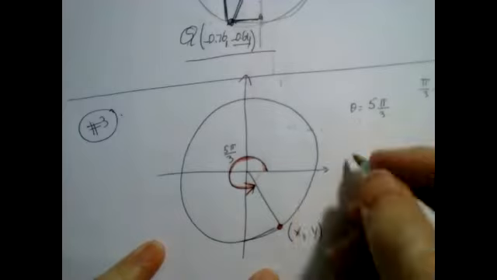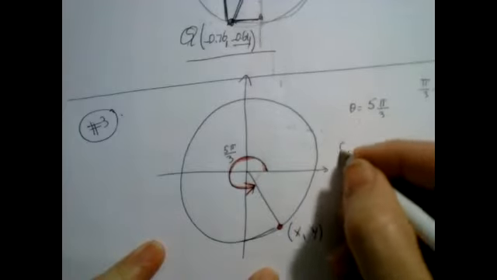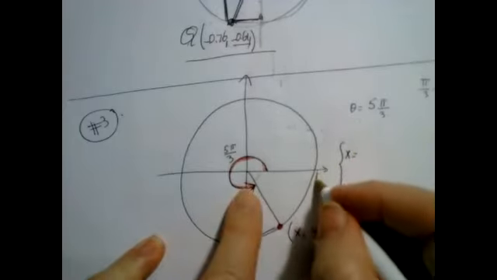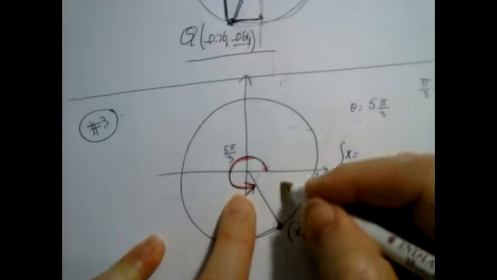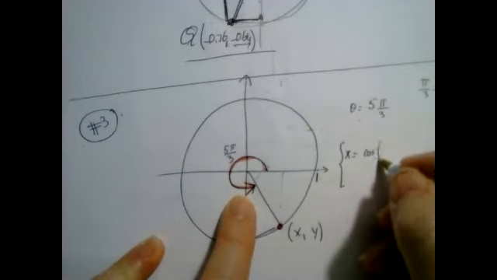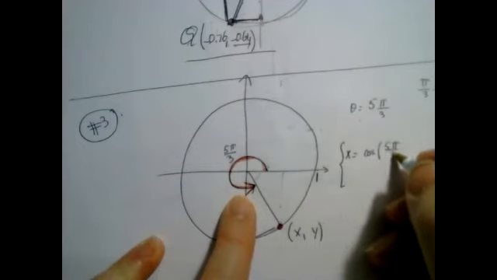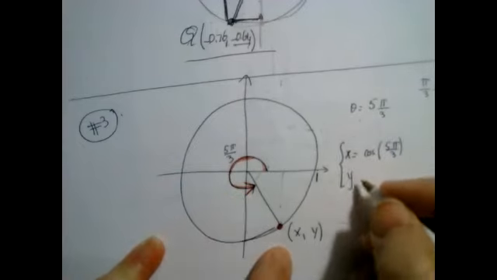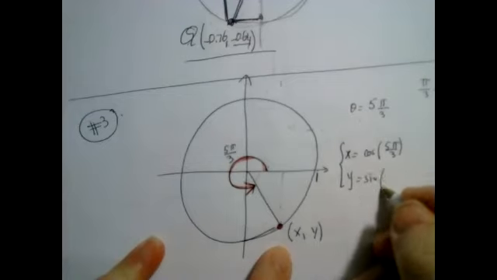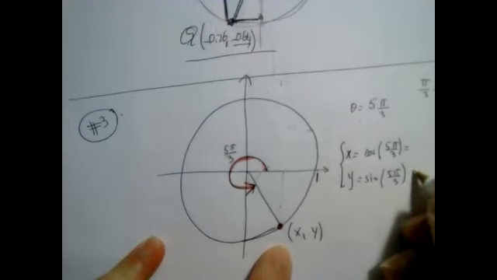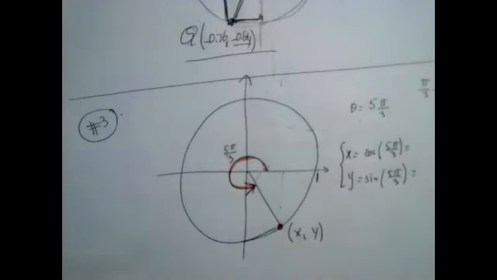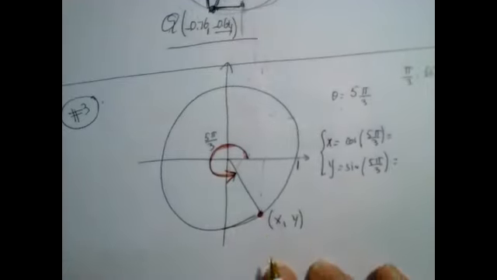All right. The x coordinate, that's the unit circle, is the cosine of 5 pi over 3. And the y coordinate is the sine. So that's the definition of sine and cosine. Now the question is, what's the cosine and the sine of 5 pi over 3? And I asked you to find the exact coordinate.